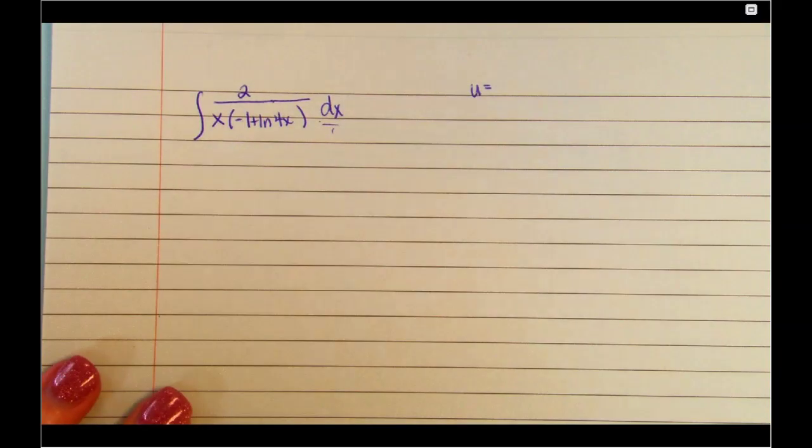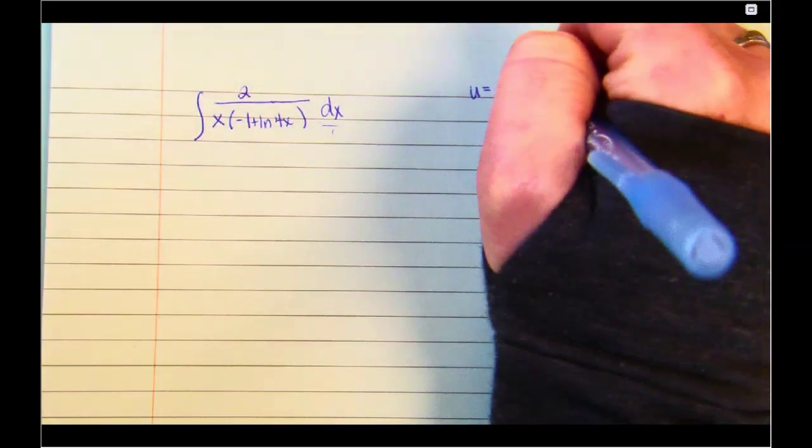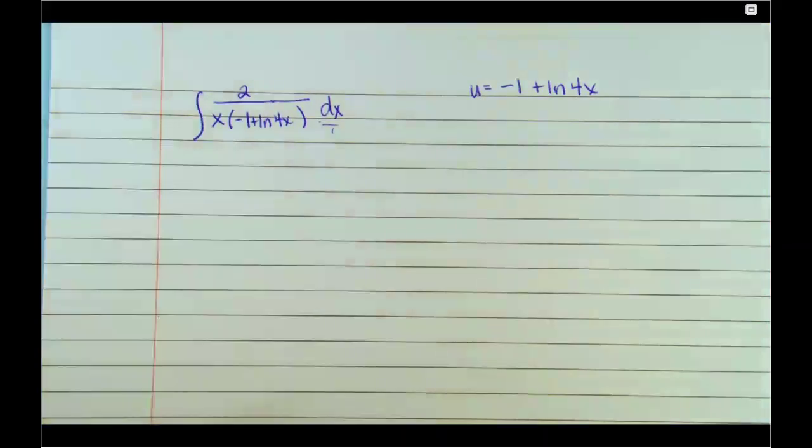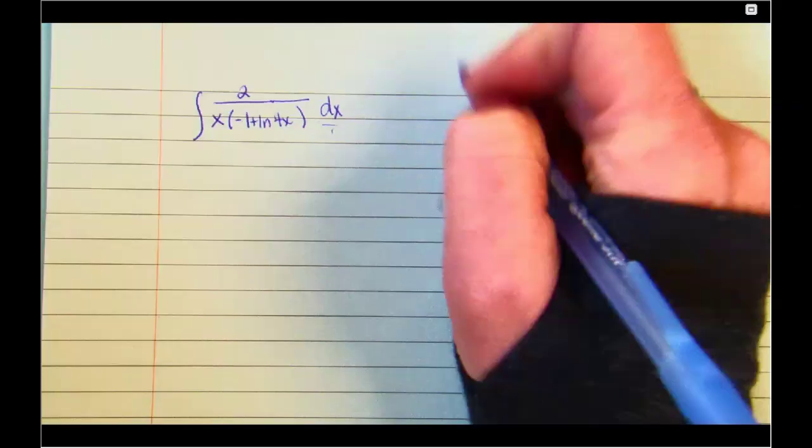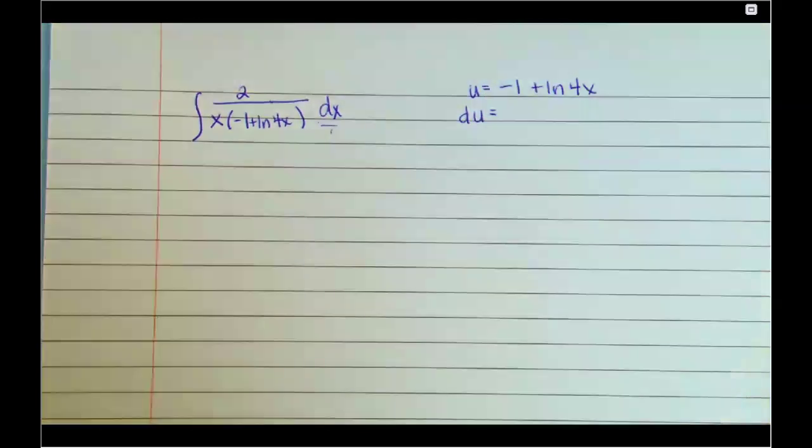Okay, so what is u? In this case, I'm very thankful for parentheses. Otherwise, I'd be like, I don't know, what's the inside function? Okay, so be careful and tell me what is du? 1 over 4x. No, it's 1 over 4x dx. Is it 4 over 4x, which is what?